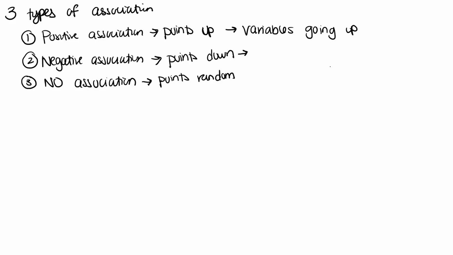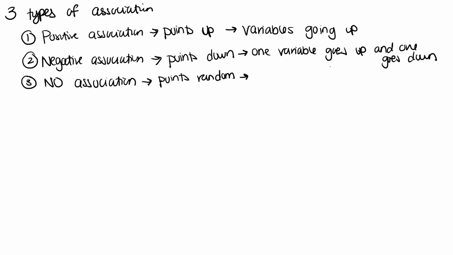For a negative association, when the points are going down, it means that one variable goes up and one goes down. An example would be the more TV you watch, the lower your grade on your test is going to be. So one variable is going up. The more TV you watch, that's going up. The lower your grade's going to be, that one is going down.